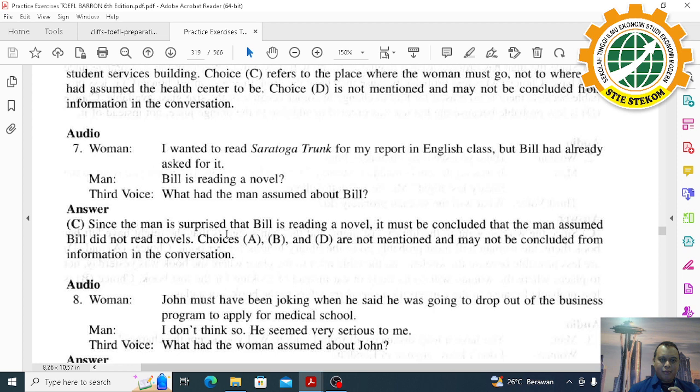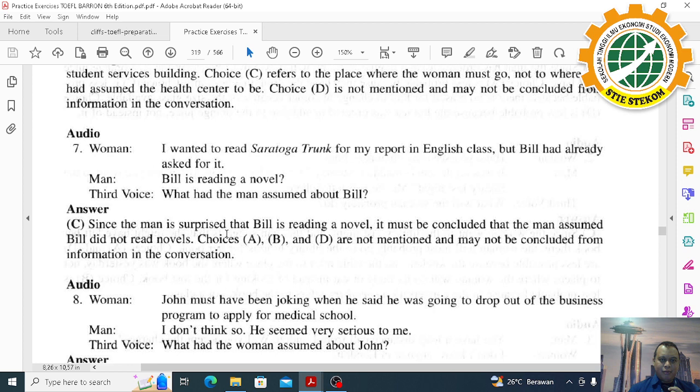Number 8, John must have been joking when he said he was going to drop out of the business program to apply for medical school. I don't think so. He seems very serious to me. What had the woman assumed about John? And then the best answer is B. Yeah, John must have been joking. Yeah, jadi John ini pretending, yeah, berpura-pura.